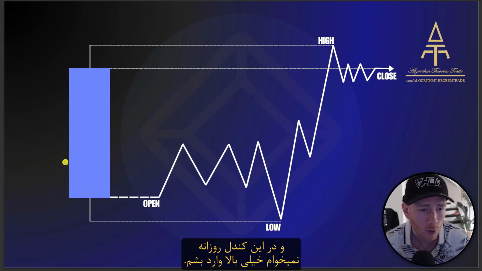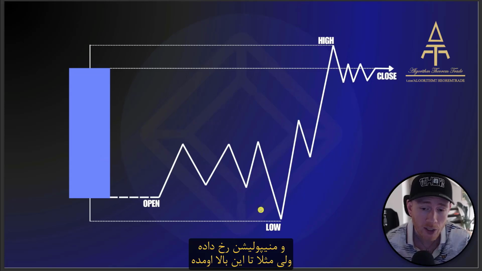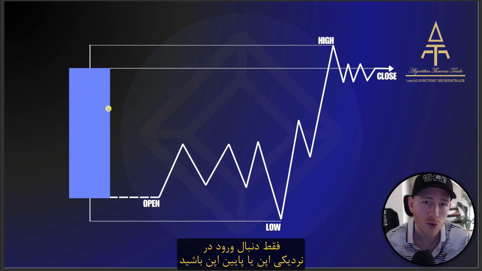And I also want to focus on not entering too high in that daily candle, right? For example, let's say you're anticipating a bullish candle and manipulation has occurred, but the candle is already this high up. I want you to refrain from looking for entries, right? You want to look at close to the open or below the open.